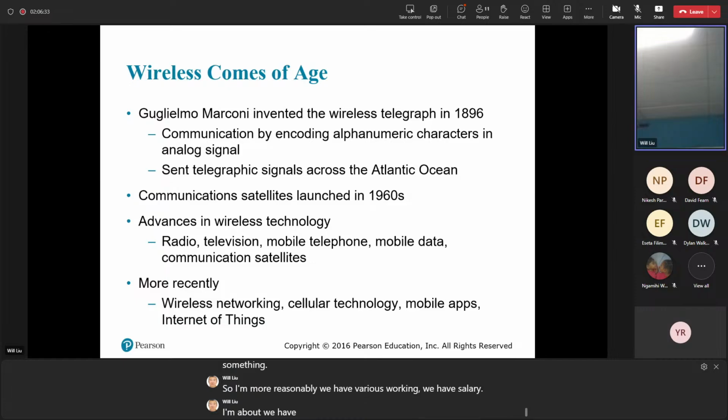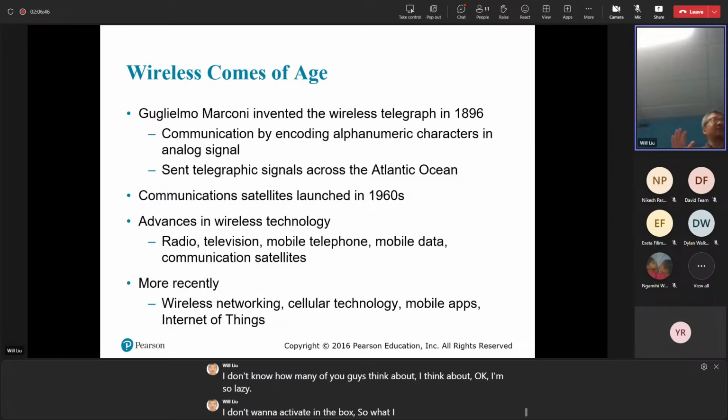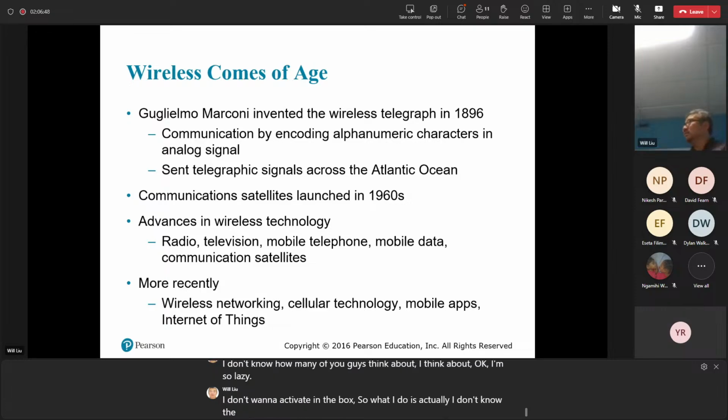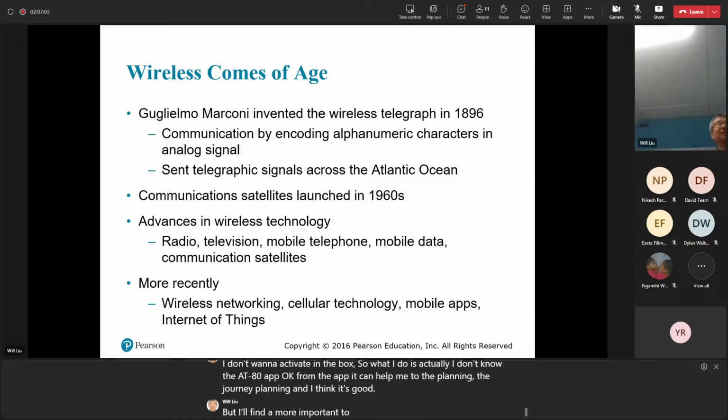So what actually are mobile apps? I think we use them every day, right? I don't know how many of you take a bath. I take a bath. I'm so lazy, I don't want to be active in the bath. So what I do is download the AT app. The AT app helps me with journey planning. I think it's good, but more importantly, it has real-time broadcasting.